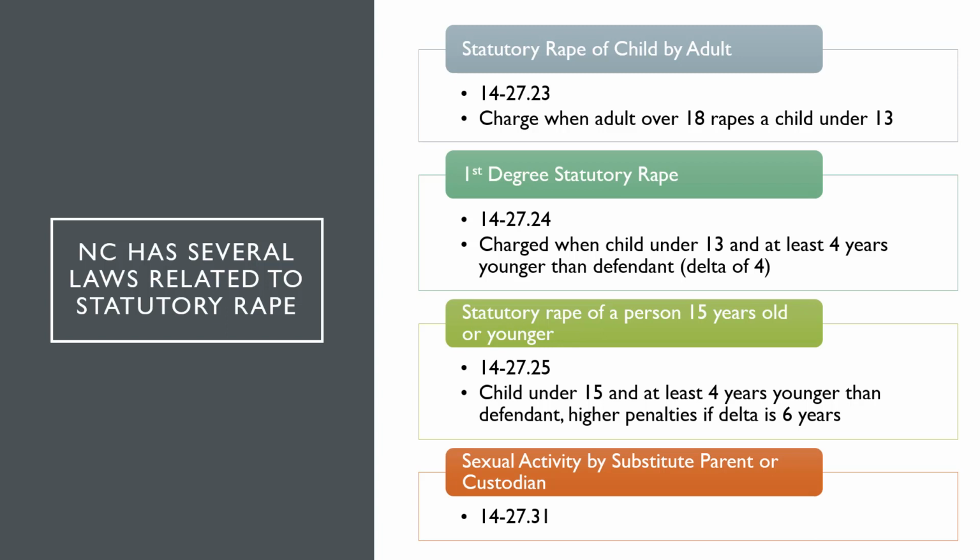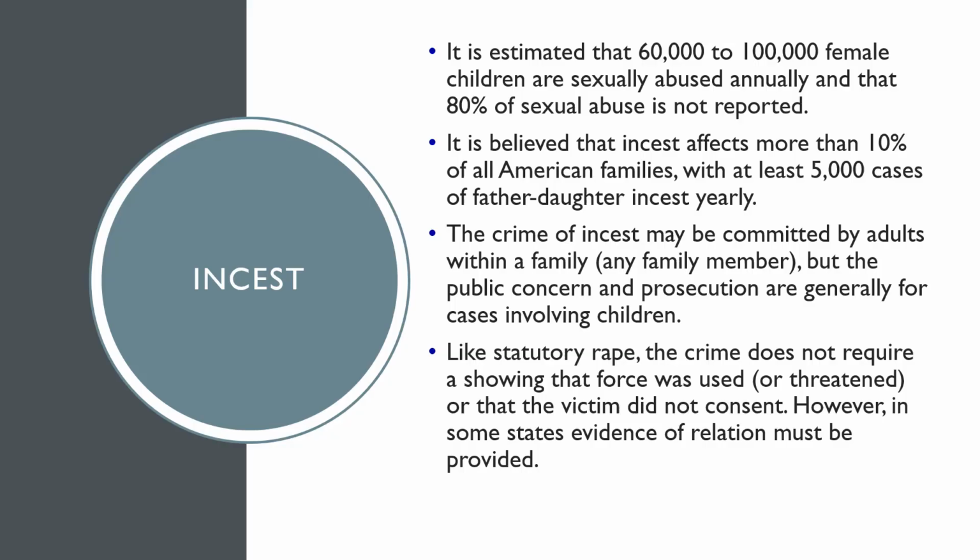And basically what we're saying here is the greater the difference in age between the parties, the worse the crime is. And then we have sexual activity by a substitute parent or a custodian. And again, that's just someone in charge. We have incest. Now, it's estimated that somewhere between 60 and 100,000 female children are sexually abused annually in the United States, and that only about 20% of these attacks are reported.